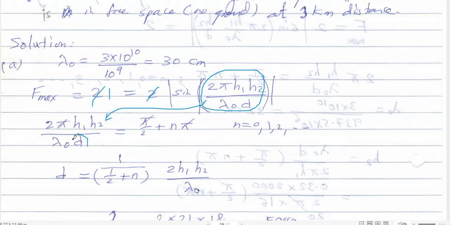The distance d here, if you take it to this side, and you cancel the pi with the pi with the pi, is equal to this quantity: 2h1 h2 over lambda naught, divided by 1/2 plus n, because it will go to the other side.